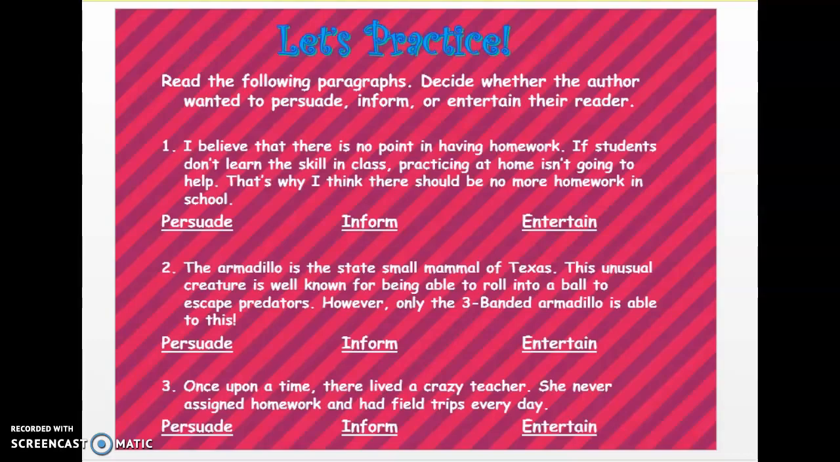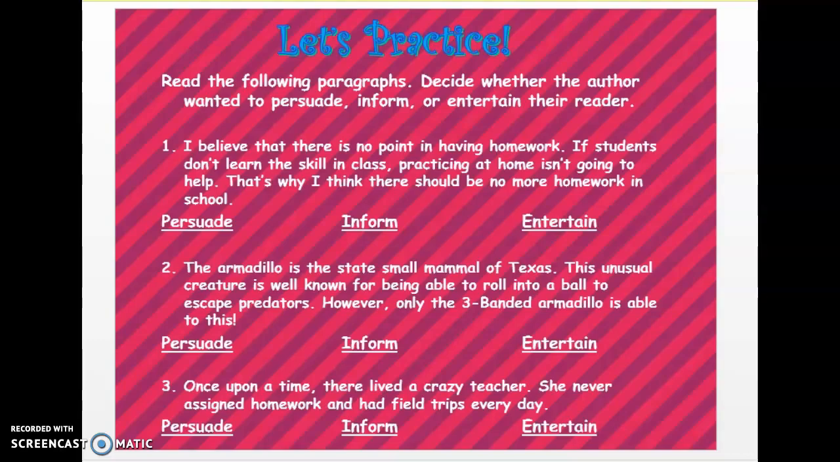Number 2, the armadillo is the state small mammal of Texas. This unusual creature is well known for being able to roll into a ball to escape predators. However, only the three-banded armadillo is able to do this. This is an informational piece. It is giving you facts and information about the animal armadillo.